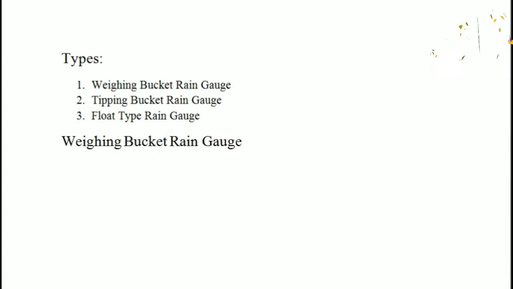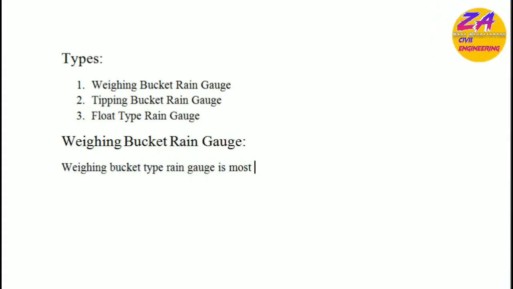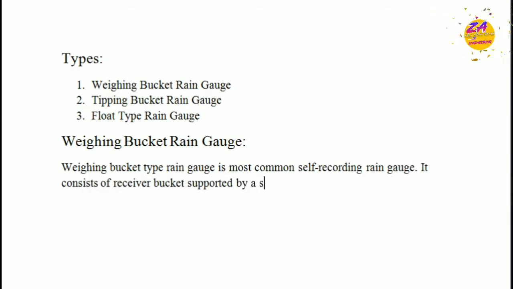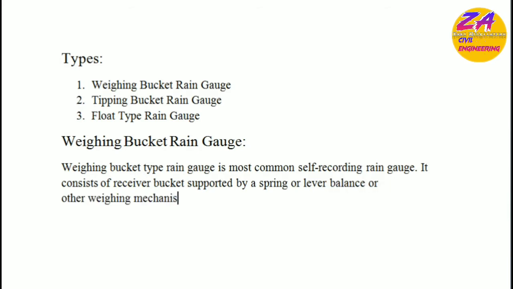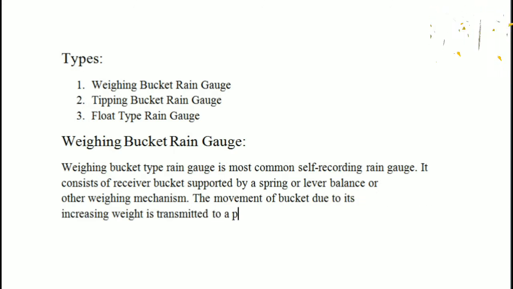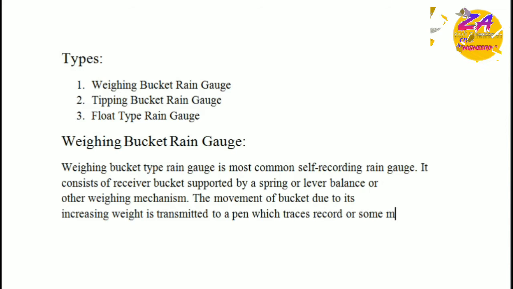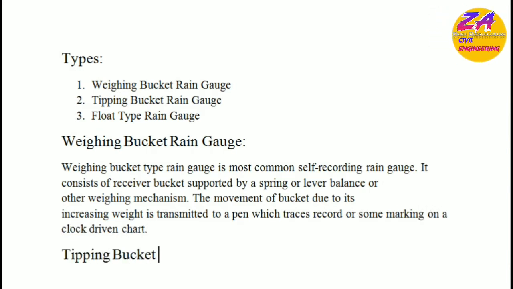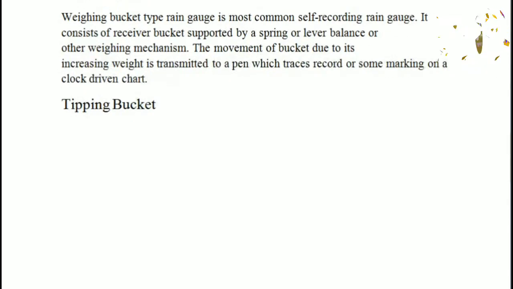First, we explain the weighing bucket rain gauge. The weighing bucket type rain gauge is the most common self-recording rain gauge. It consists of a receiving bucket supported by a spring or lever balance or other weighing mechanism. The movement of the bucket due to its increasing weight is transmitted to a pen which traces a record or some marking on a clock-driven chart.